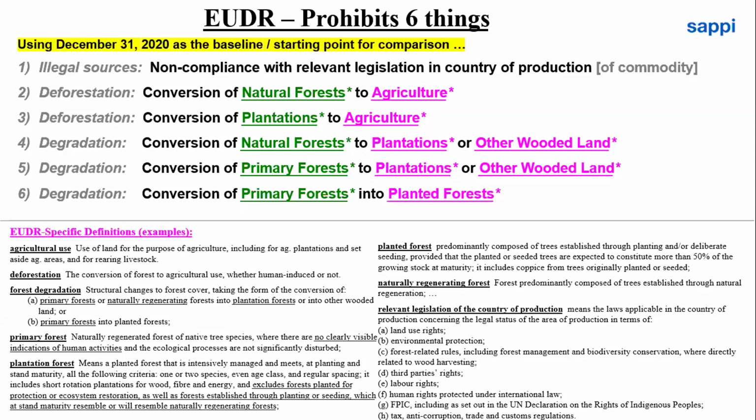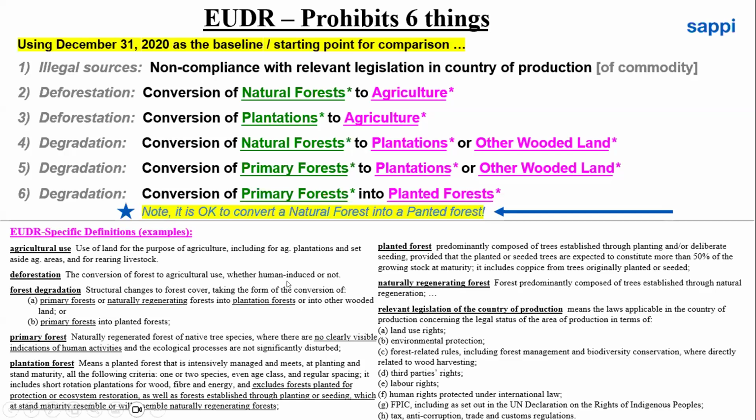I'm going to talk about what a primary forest is later. And you cannot convert a primary forest into a planted forest. Most of what we call plantations are actually planted forests, okay? So you can convert a natural forest to a planted forest. You just cannot convert a natural forest to a plantation. So you have to keep those terms different in your head because they are different in the regulation.